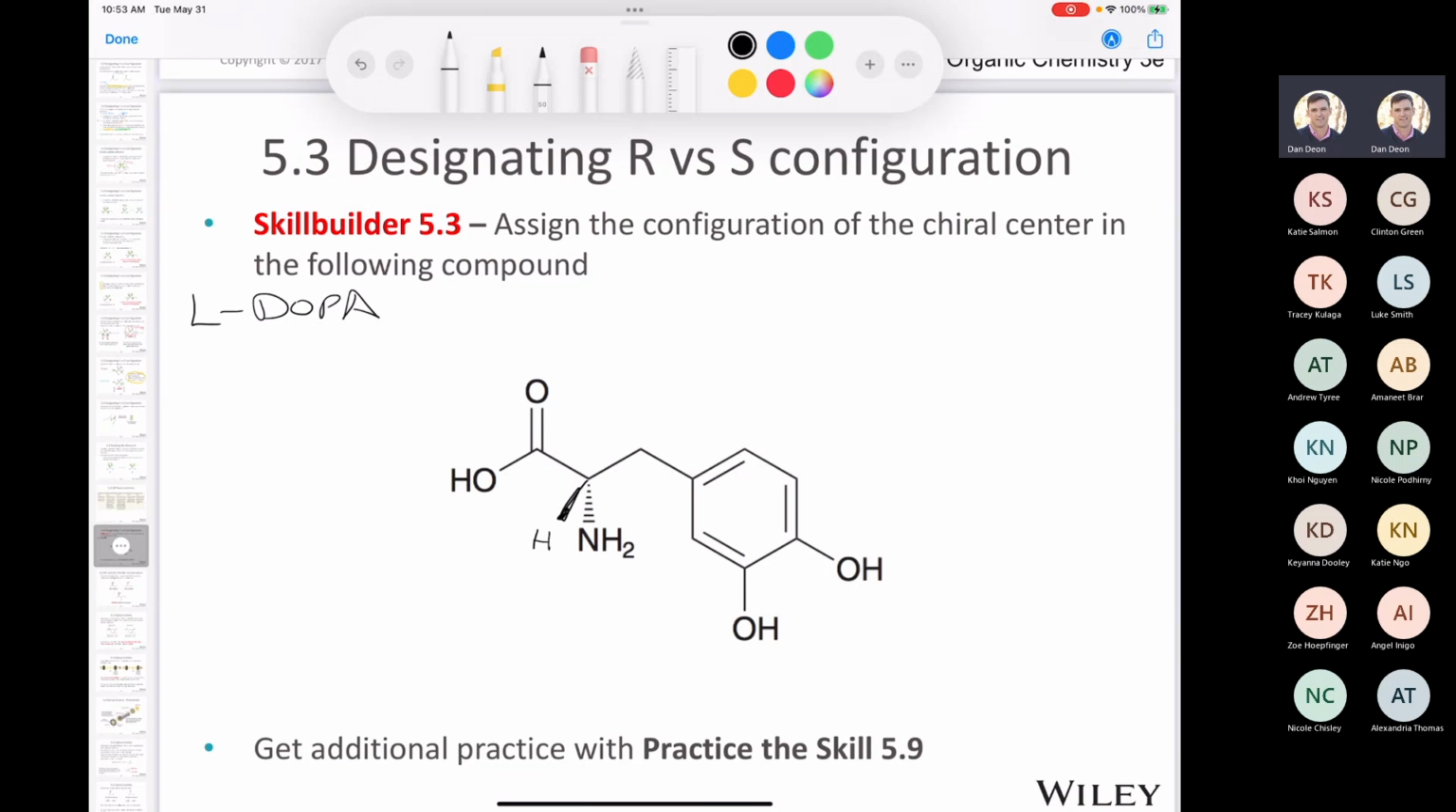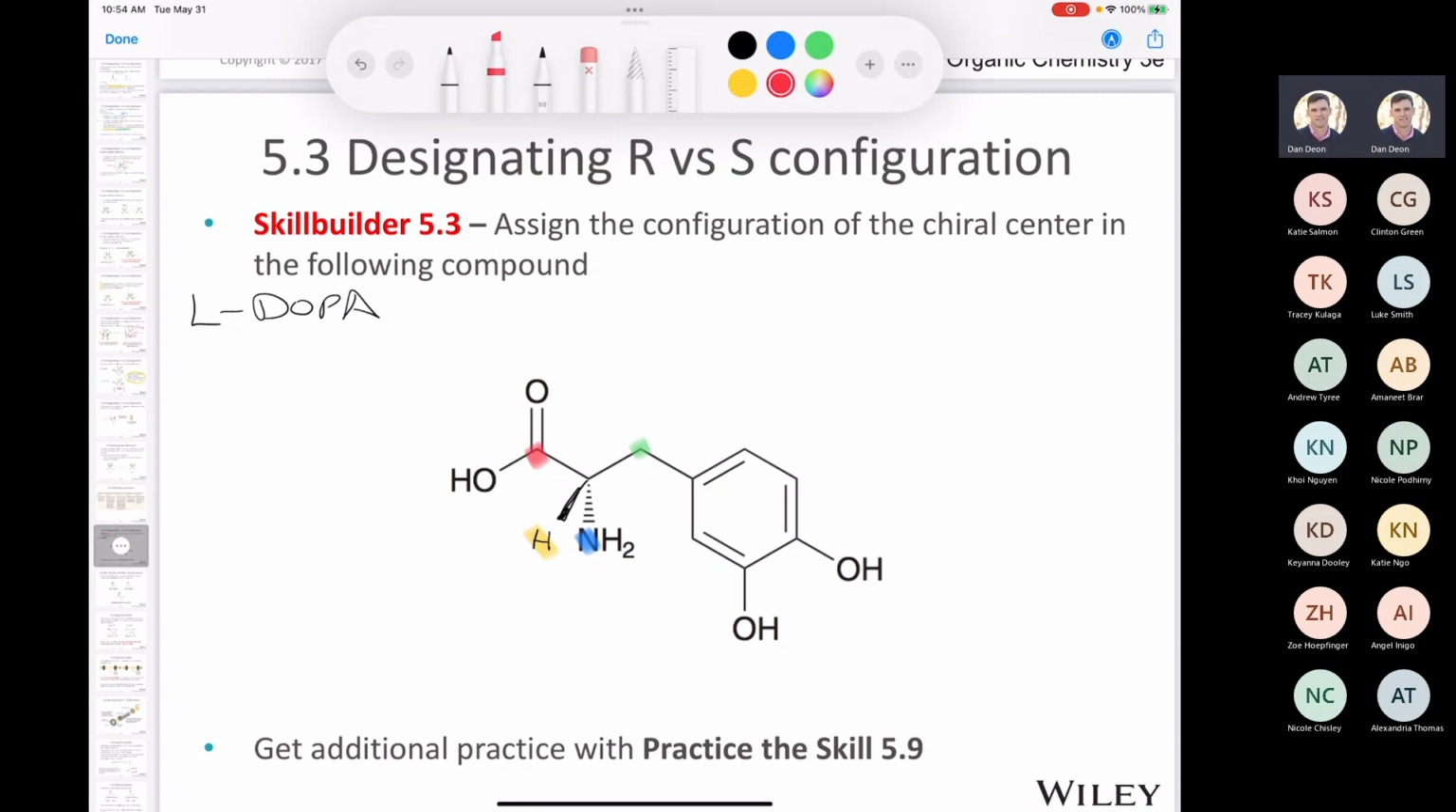Would this one be R or S? Anybody have an idea? Cool, I get some answers. Okay, now I got a split. I got both answers. We'll take a look at it. Okay, well, let's see if we can order the groups. If I have the hydrogen, the nitrogen, I've got a carbon here, and I've got a carbon here. Out of all those atoms, you've got hydrogen, nitrogen, and carbon. Which one has the highest atomic number? Excuse me. What is the highest atomic number? All of these.